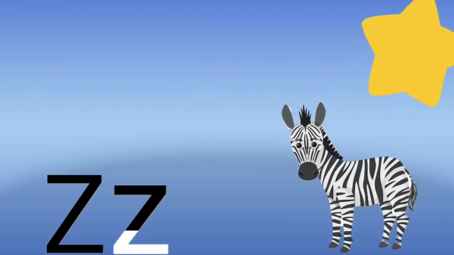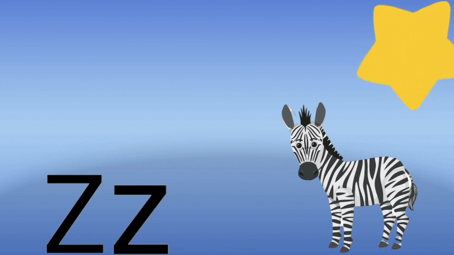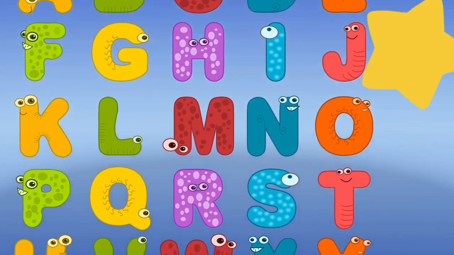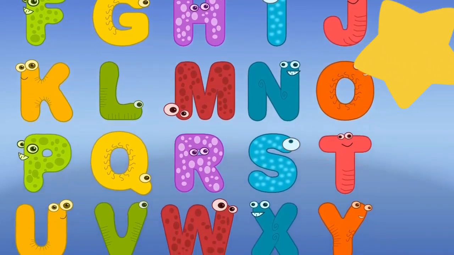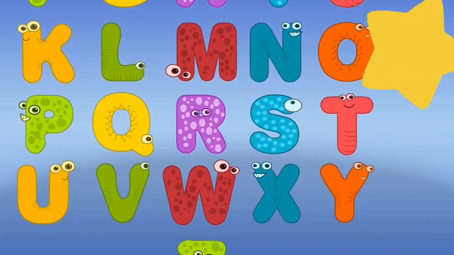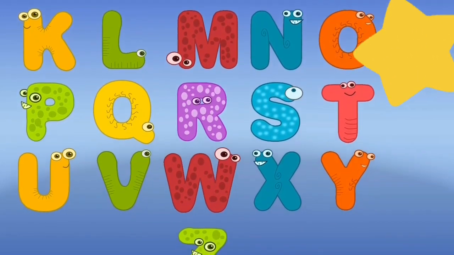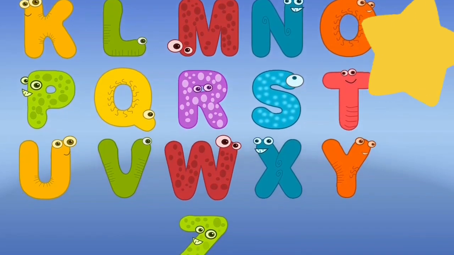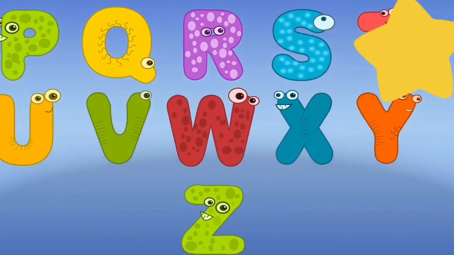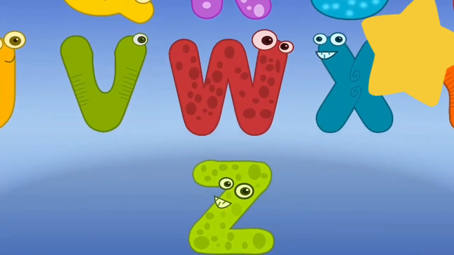zebra. Z, zebra. A, B, C, D, E, F, G, H, I, J, K, L, M, N, O, P, Q, R, S, T, U, V, W, X, Y, and Z. Now I know my ABCs.